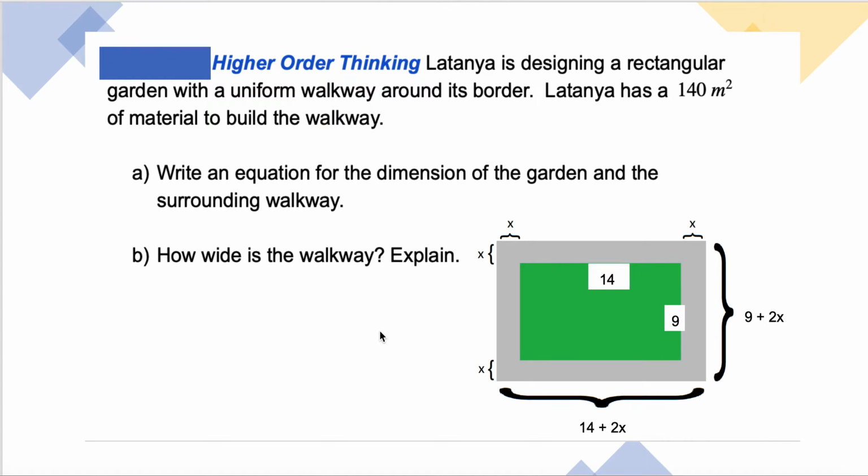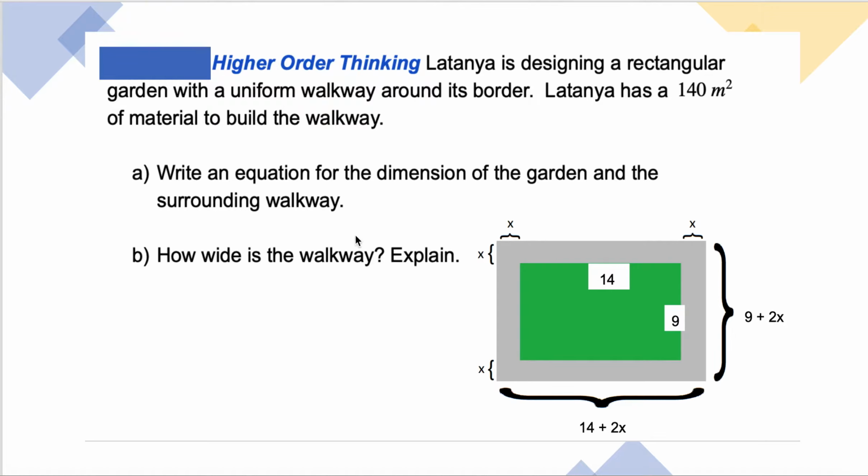Latanya is designing a rectangular garden with a uniform walkway around its border. Latanya has 140 square meters of material to build the walkway. A, write an equation for the dimensions of the garden and the surrounding walkway. B, how wide is the walkway? Explain.